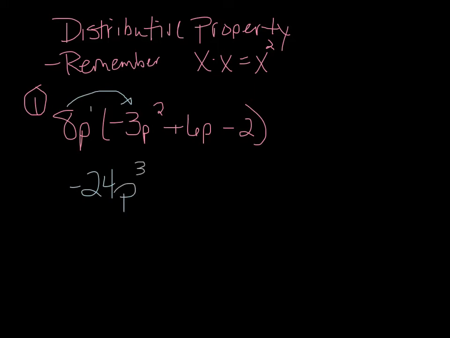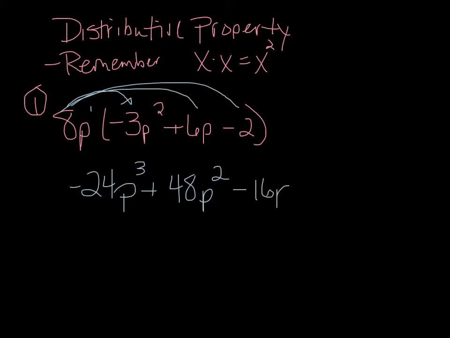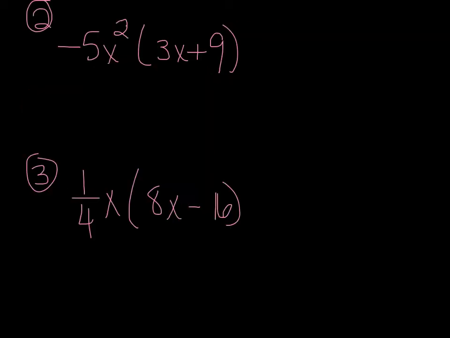Add your exponents. You have 8p times 6p. 8 times 6 is 48, and p times p is p squared. Then you have 8 times negative 2, which is negative 16, and p. So it's just like the distributive property. You just have to remember to add your exponents on variables.